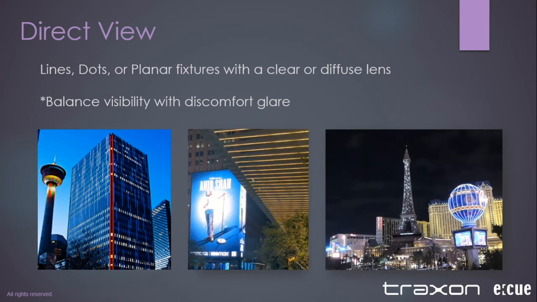We're just putting fixtures out there for people to look at. They may be single pixel fixtures or multi-pixel fixtures. They may have diffuse lenses or they may have clear lenses. But basically, we are just creating an array of fixtures that people can observe. One note here, and I'll have a key thought for each of these techniques, is that you need to balance the visibility of your installation with the possibility of discomfort glare, and think about what is too bright and what might be too bright in certain conditions, but not in others.